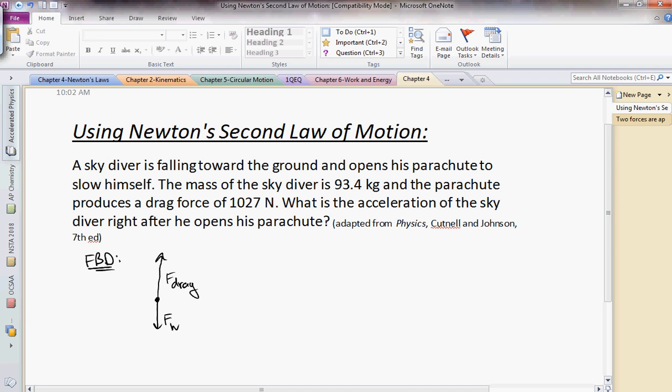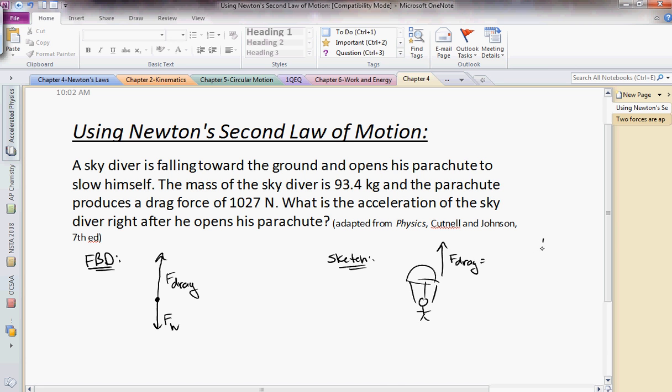One of the big challenges with working these problems is correctly identifying all the forces that are acting on an object. But for this one, we just have those two forces. So when you draw your sketch, it doesn't have to be anything complex. There's our skydiver. He's got a parachute on him. Okay. And then draw your forces in here. So we will have a drag force acting up.